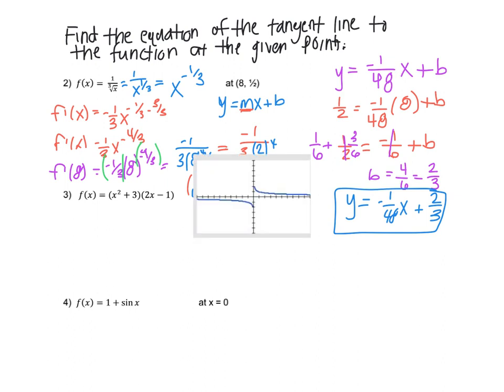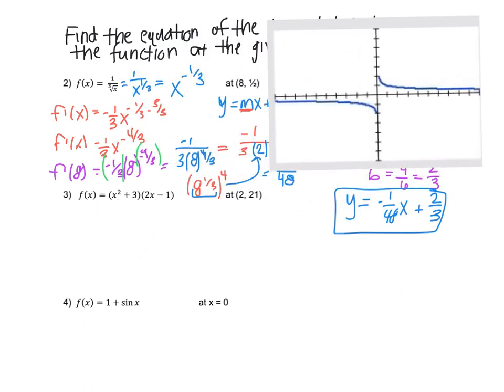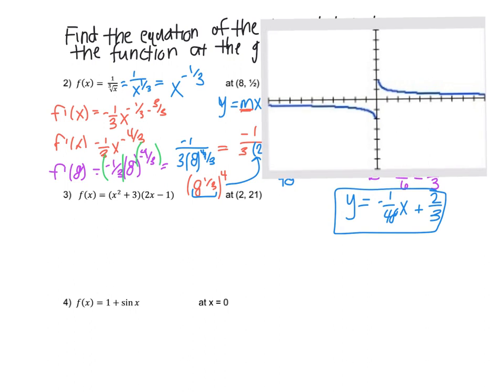Okay, here's the graph, and I'm going to cover all that up for a second. Again, we were talking about the point 8, 1/2, which was right here, and it was a very flat, slowly decreasing curve. And that has a slope of negative 1 over 48 and a y-intercept of 2/3. So that perfectly lines up with this visual that I pulled up. So hopefully you guys are following this.